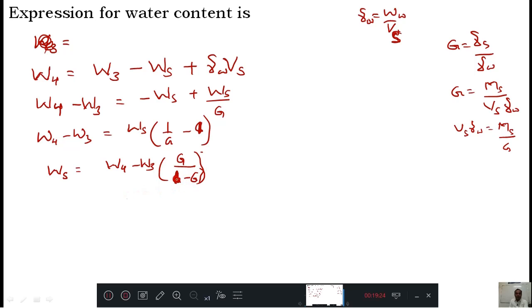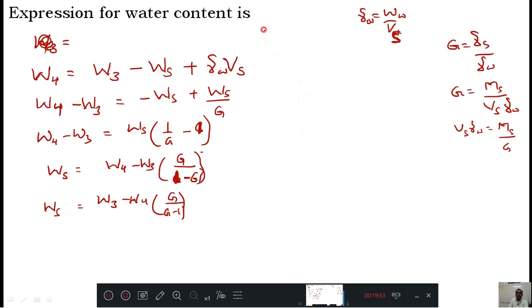Then 1 minus G doesn't look good, because 1 is smaller and G is always more than 1. Therefore, I will interchange this one. And here also it doesn't look good because W4 is a smaller number and W3 is a greater number. Therefore, interchange this, and you will not get any difficulty or mathematical errors. Therefore, W3 minus W4 times G by G minus 1. This is your Ws.